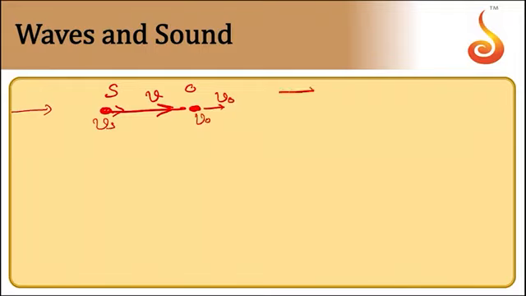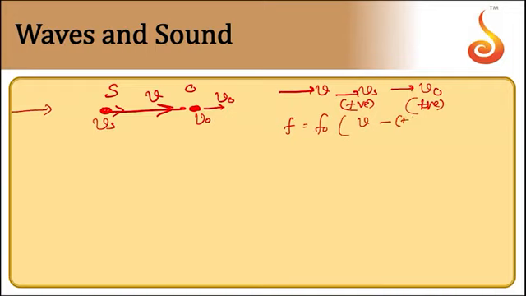Now, V is along this direction, Vs is along this direction, Vo is also along this direction. So, Vs is taken with positive sign, Vo is also taken with positive sign. Therefore, the frequency becomes F naught into V minus plus Vo divided by V minus plus Vs, or F naught into V minus Vo divided by V minus Vs.